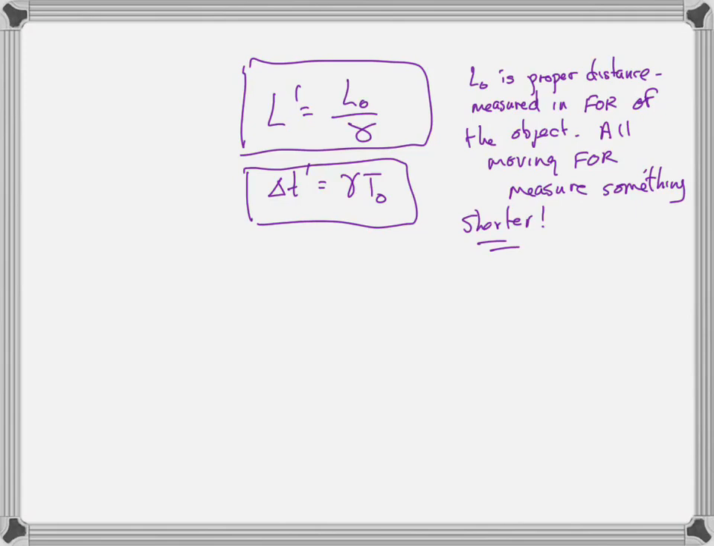All frames of reference moving relative to something measure it as shorter. So moving meter sticks shrink. Everything that moves relative to you appears shorter than it is. And not only appears, but is shorter. The meter stick is shorter relative to you if it's moving relative to you. How much shorter? In the scheme of things, when we're talking about velocities that are much, much slower than the speed of light, it's not that much shorter. It may be immeasurably shorter, but it's shorter.